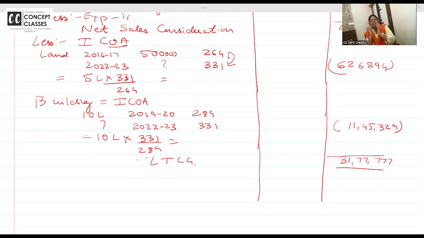When I sell land and building, I'm selling the land. You know, when we sell flats also, they have got an undivided share in the land. So land is also sold, building is also sold. So you have to take the separate cost.